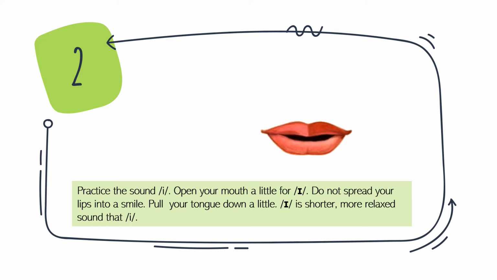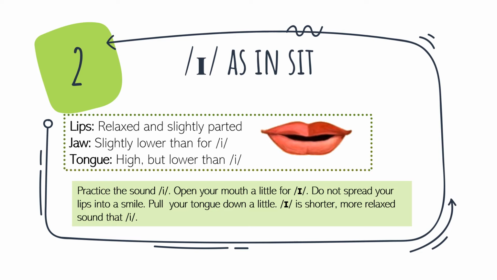Let's proceed with the second sound that we are going to cover in this video. E as in said. Okay, so the same information, like we need to consider the lips, jaw, and tongue. However, here, your lips need to be relaxed and slightly parted. The jaw is slightly lower than for the vowel sound E. Your tongue needs to be high, but lower than E. Remember the chart that I showed you at the beginning of the video.